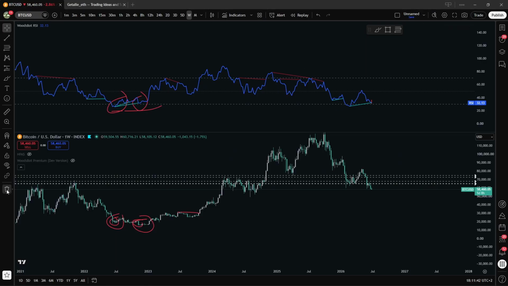So what we have in the Woodsbot Discord is we have an RSI divergence bot and we have an overbought and oversold bot. Have any of you guys used them so far?